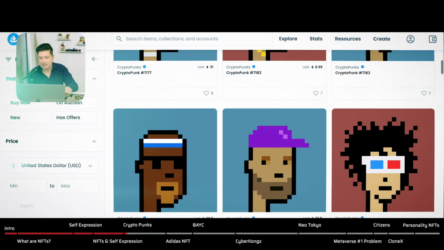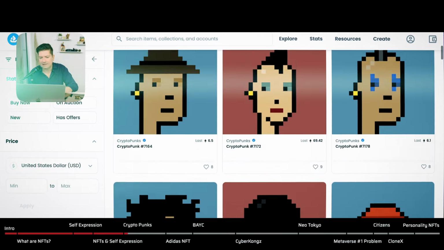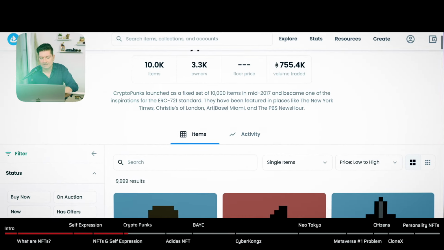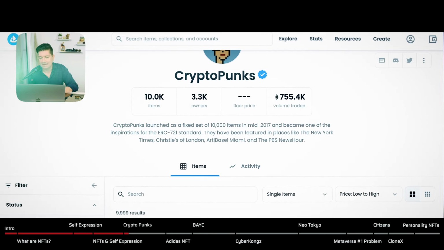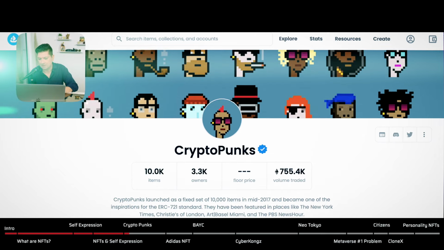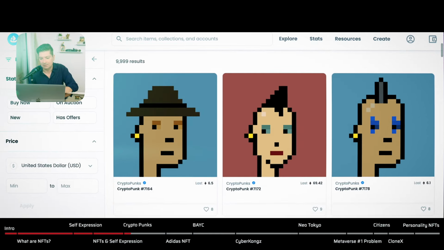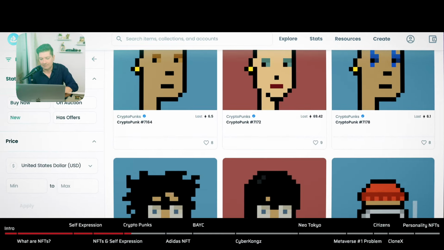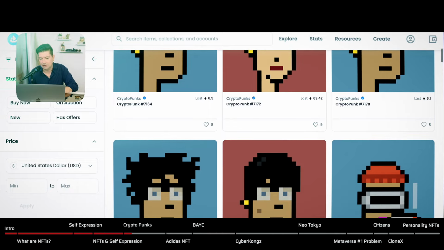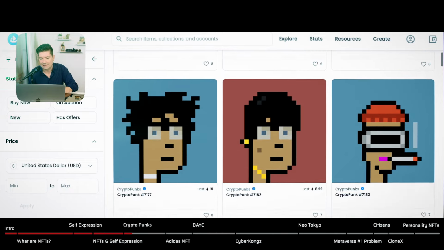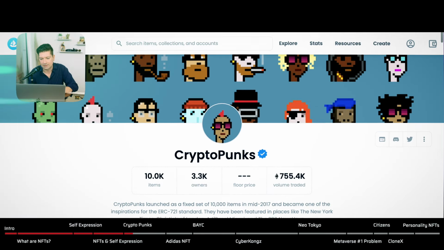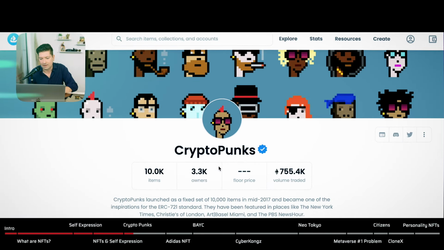There are 10,000 images. And if you were in the NFT and crypto space back in 2016 when they first launched this project, you could have got one of these for free. You could have been one of the first people to have an NFT, a little CryptoPunk. You could have minted it for free, or gotten it really cheap. And now they're not even for sale. You couldn't even buy one for $1 million right now. There is no floor price. That means no one is selling them.